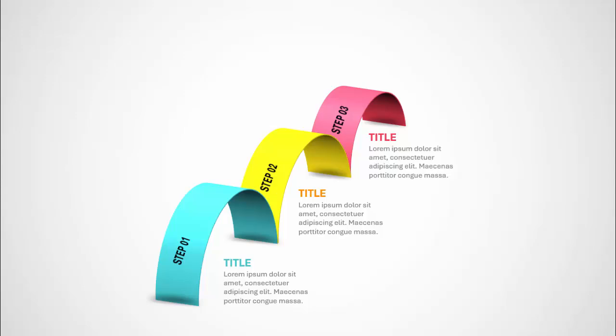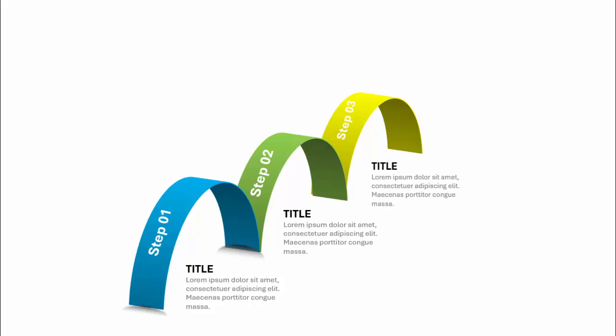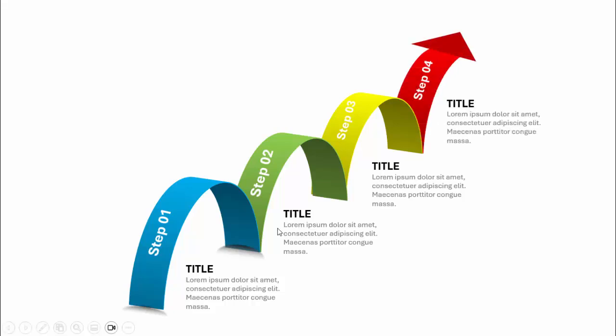Then comes the step 3 and then the step 4 where the arrow, you can see here it is going upwards. Alright, so depending on the requirement, you can increase or decrease these options or change the colors as per your requirement. I have created one more slide where I've used some different color combination. So you can see here the step 1, the step 2, step 3 and step 4.